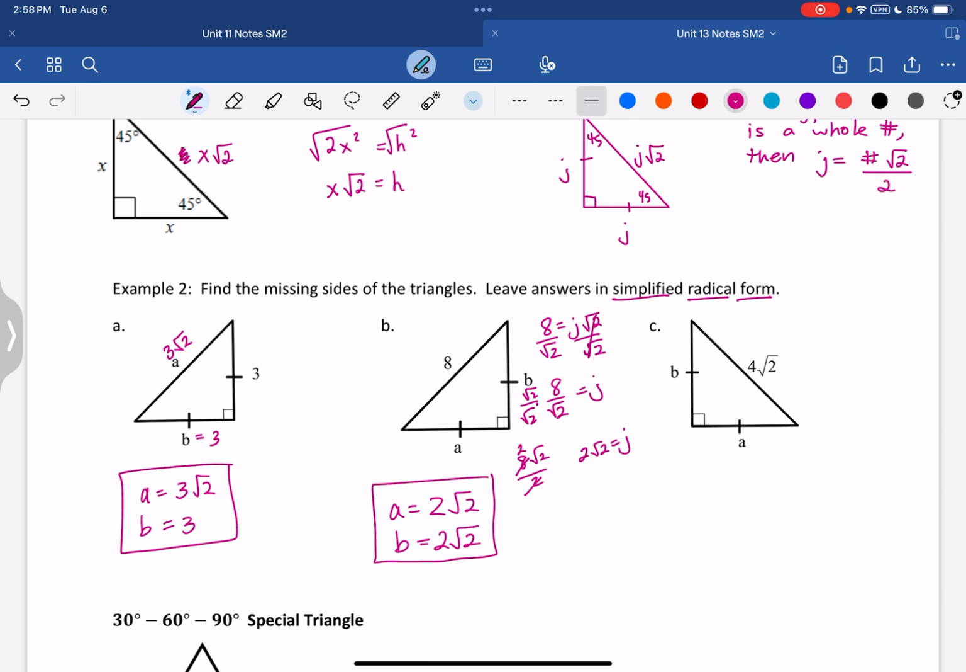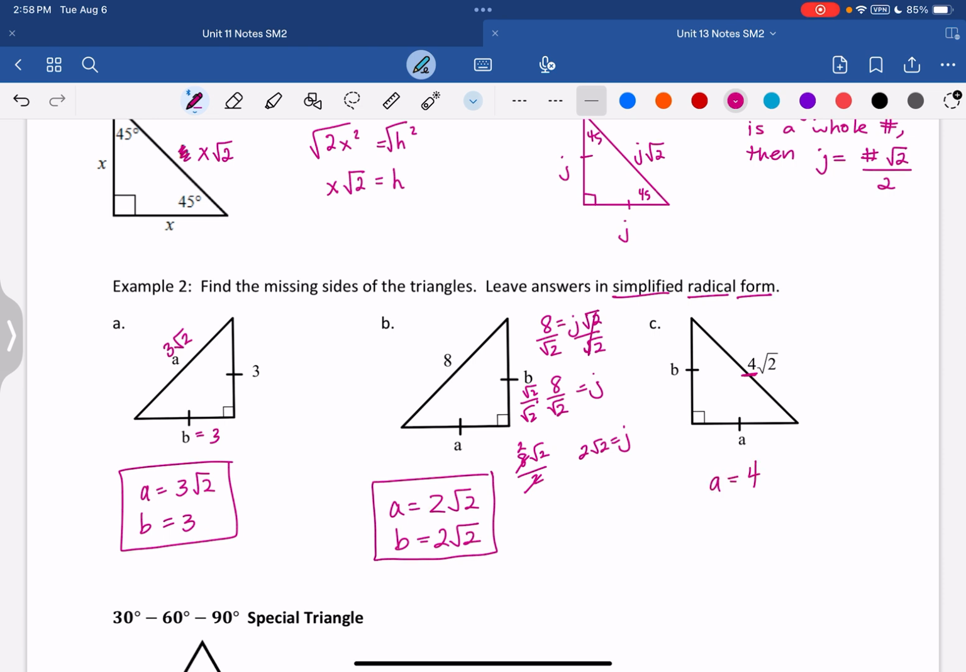Okay, and C, we have that our hypotenuse is 4 square roots of 2, right? Which is the short side or the leg equal, the hypotenuse is the leg times the square root of 2. So that means our legs are just 4.